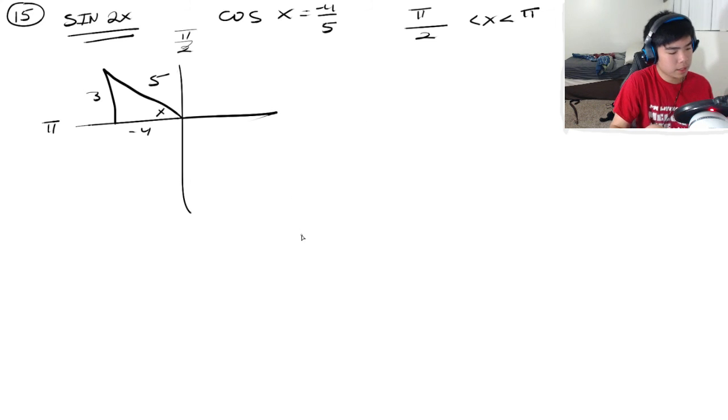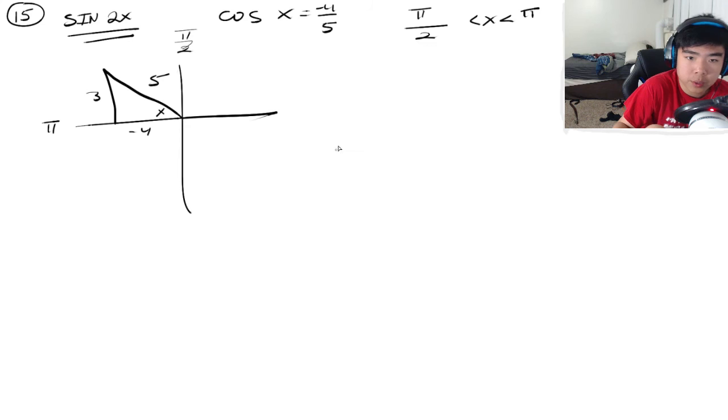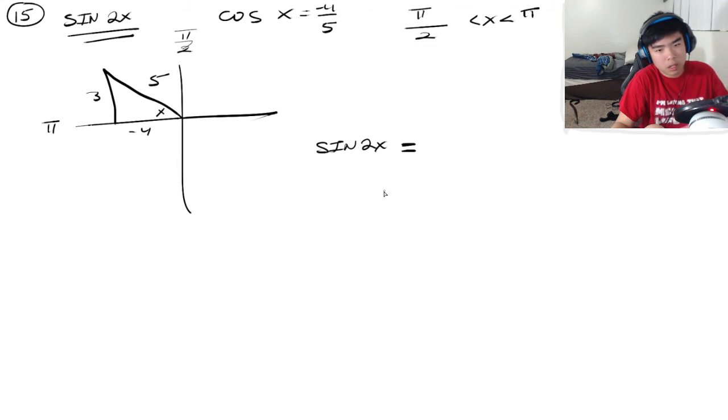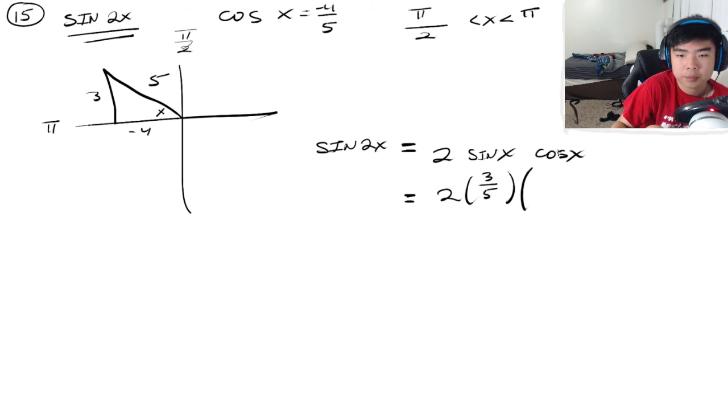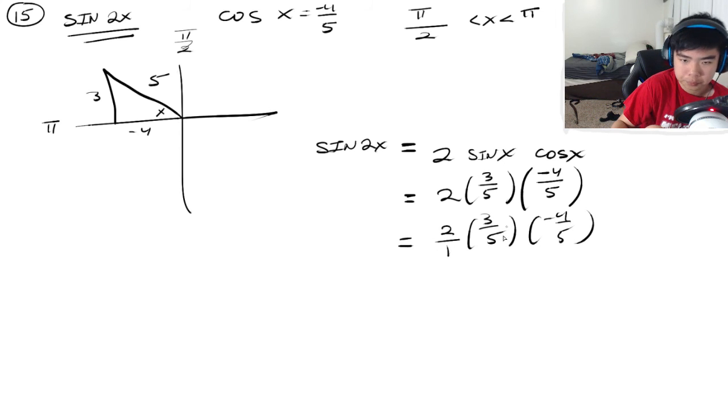Then what you want to do is make sure there is a formula, right, for sine 2x. Let me find it just to make sure I'm not wrong. Sine 2x would equal 2 sine x cosine x. So sine x would be opposite over hypotenuse, 3 over 5. Cosine x would be negative 4/5 right there. You already know. So that will be 2 over 1, just putting everything in fraction. I'm going to do these ones first.